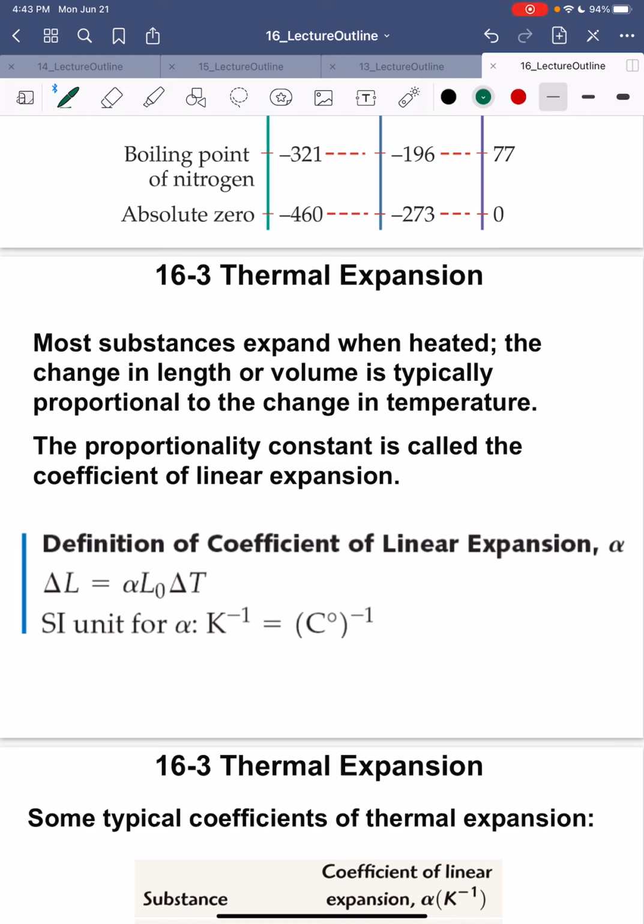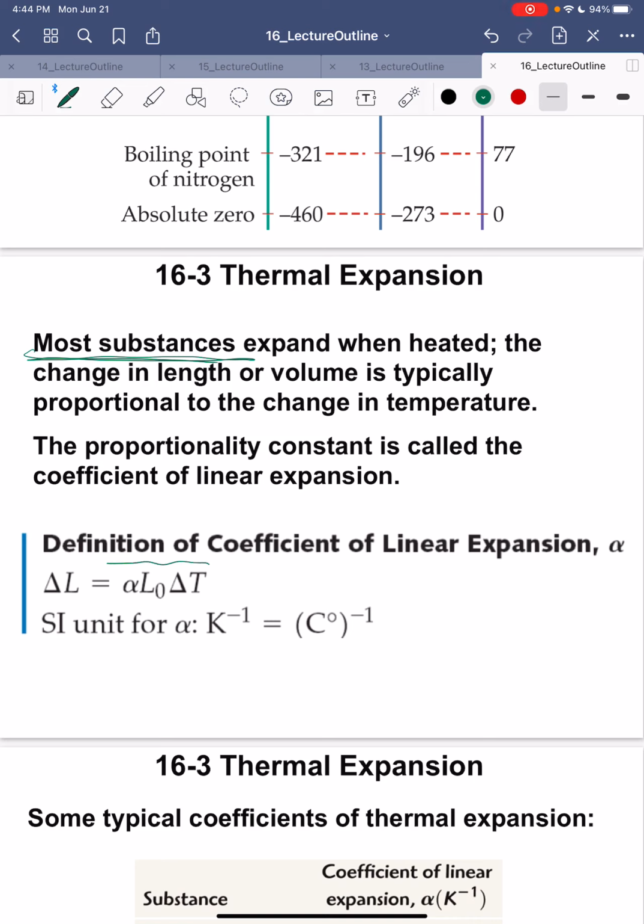Now, thermal expansion. What if I am giving heat to, or I start warming a substance? Then most substances, and maybe some of you are going to say, oh, why most? It should be all. Expand when heated. The change in length or volume is proportional to the change in temperature. We are going to understand why we said here most substances. Now, the proportionality constant is called the coefficient of linear expansion. That is what we are going to introduce.